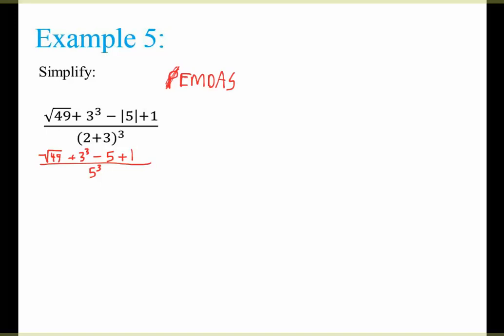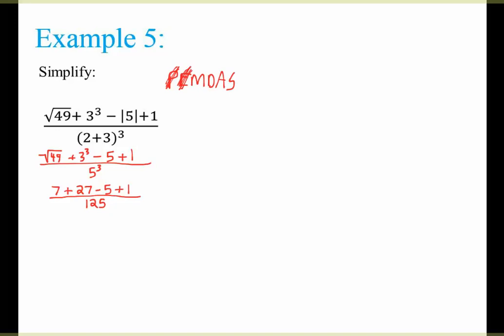Okay. Moving on to exponents, I do have a radical. That square root of 49 becomes a 7. 3 cubed becomes a 27. Minus 5 plus 1, just recopying. And then 5 cubed, don't get tripped up here. Don't be a guy who writes 15. 5 cubed is 5 times 5 times 5. That's 125. Okay, so this is already starting to simplify. Those are my exponents phase.